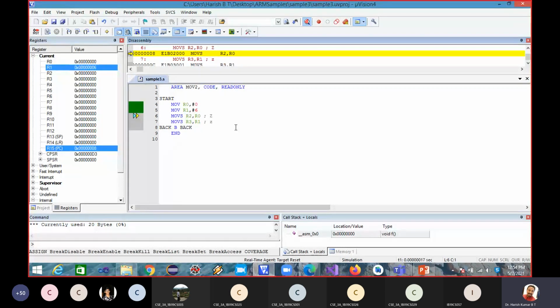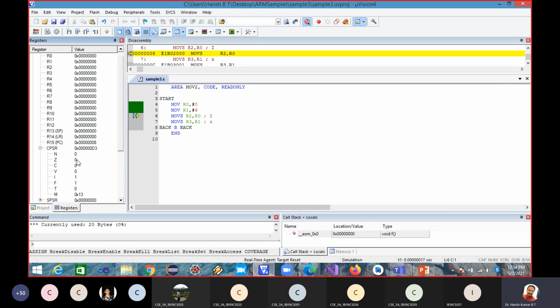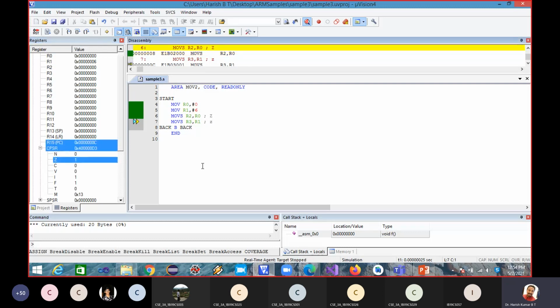Now I'm saying move R2 comma R0. R0 value is 0. Now what is getting loaded into the register R2 is 0. Now the 0 flag should be set, since I've used the suffix S for the move instruction. Now I press F11, and you can just observe that the 0 flag will be set. So the 0 flag is set.